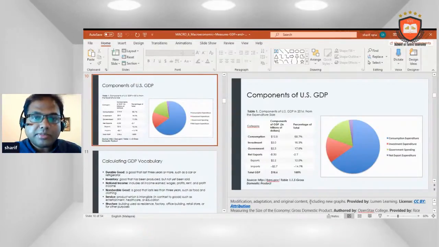Components of US GDP. If you look at US GDP in 2016, consumer expenditure was $12.8 trillion, investment $3 trillion, government $3.3 trillion, and net exports actually minus $0.5 trillion.